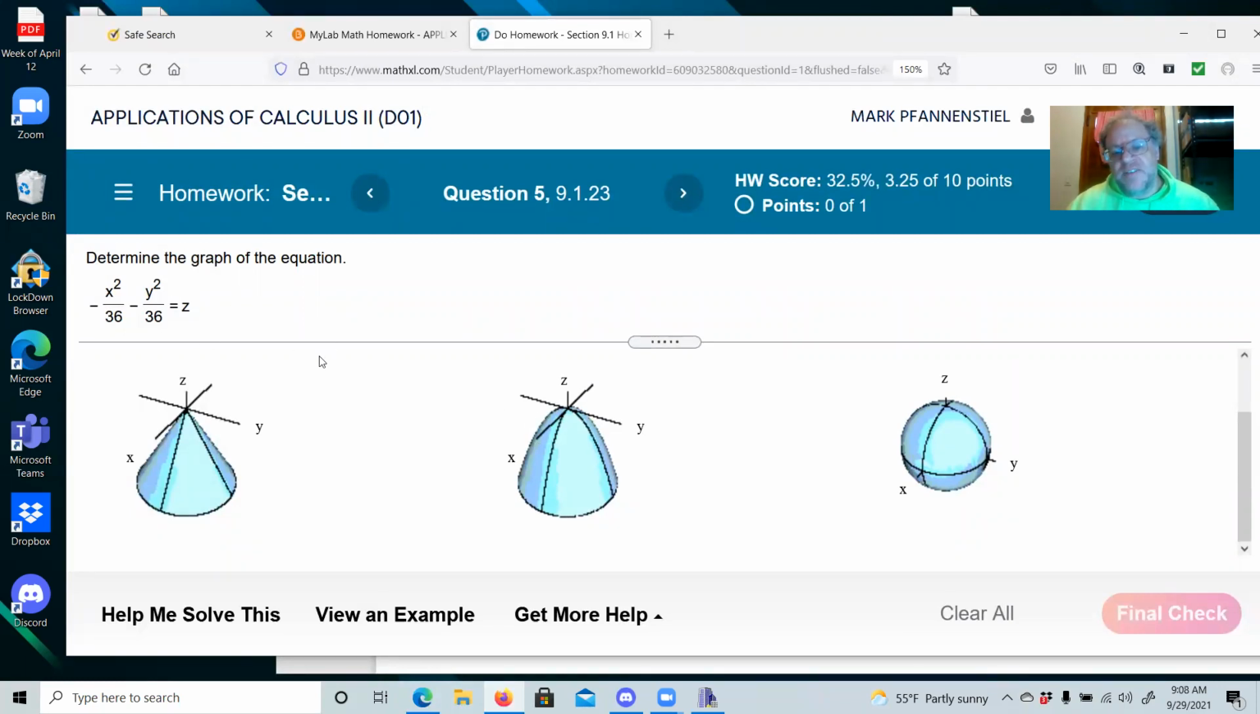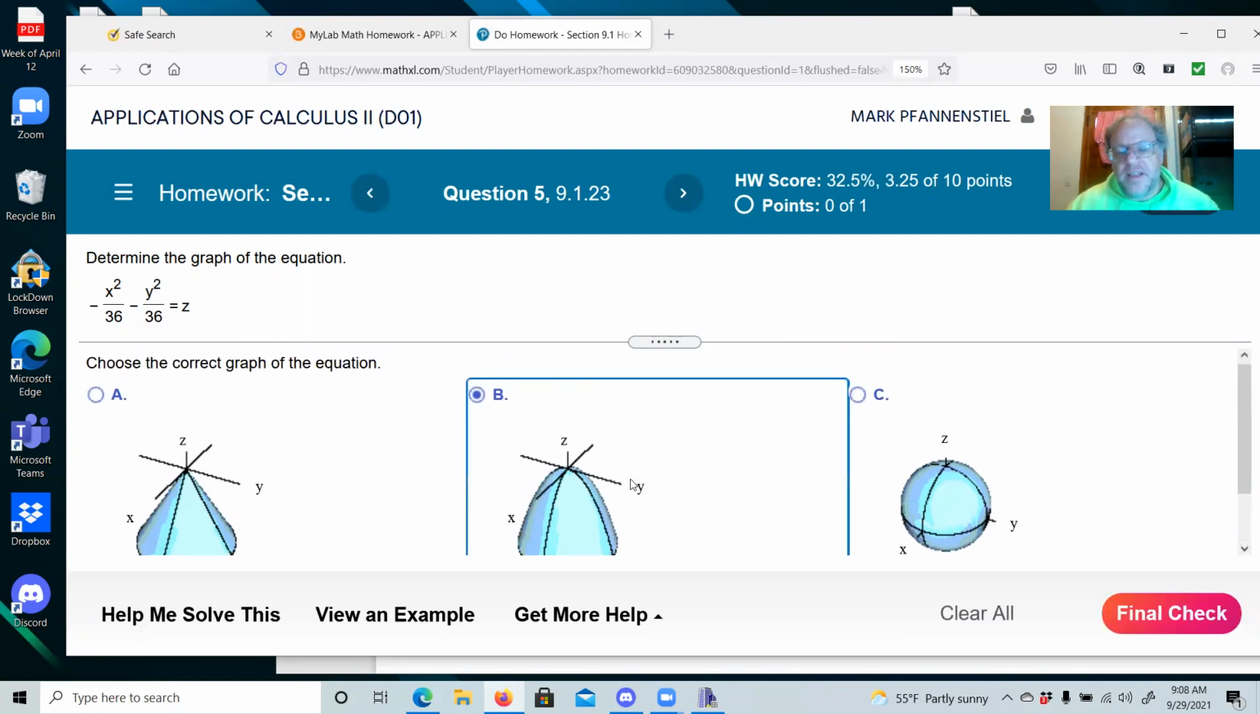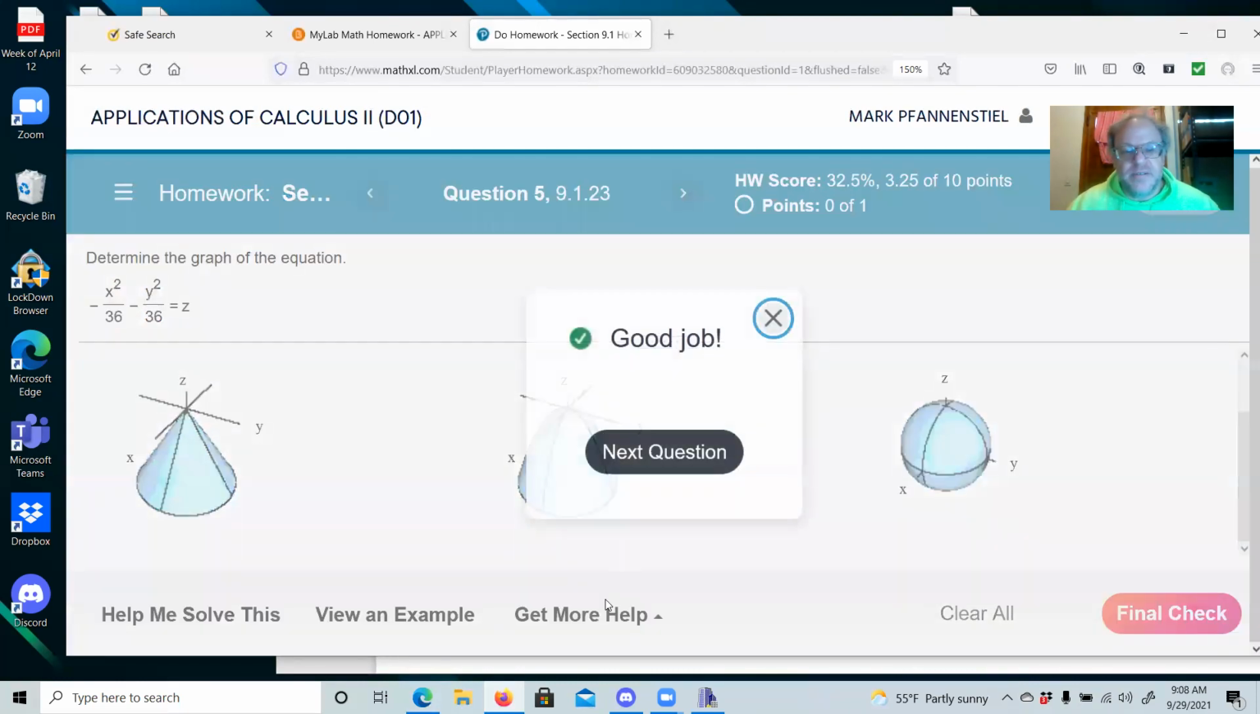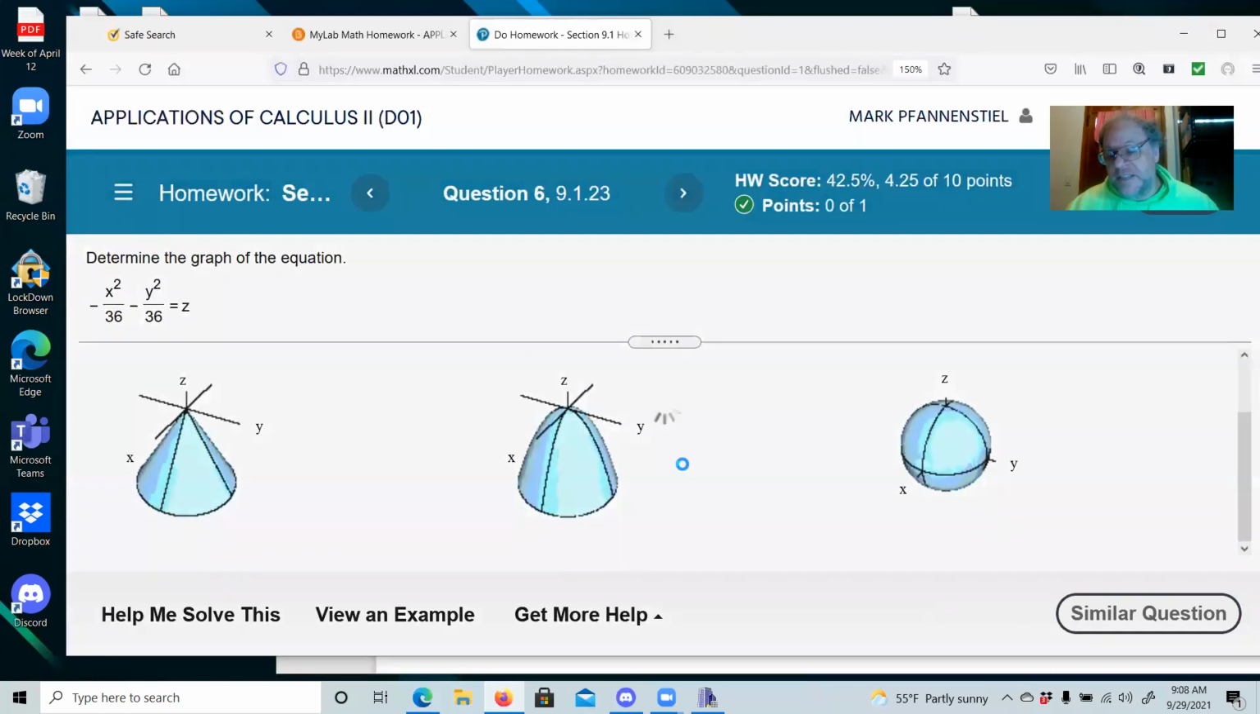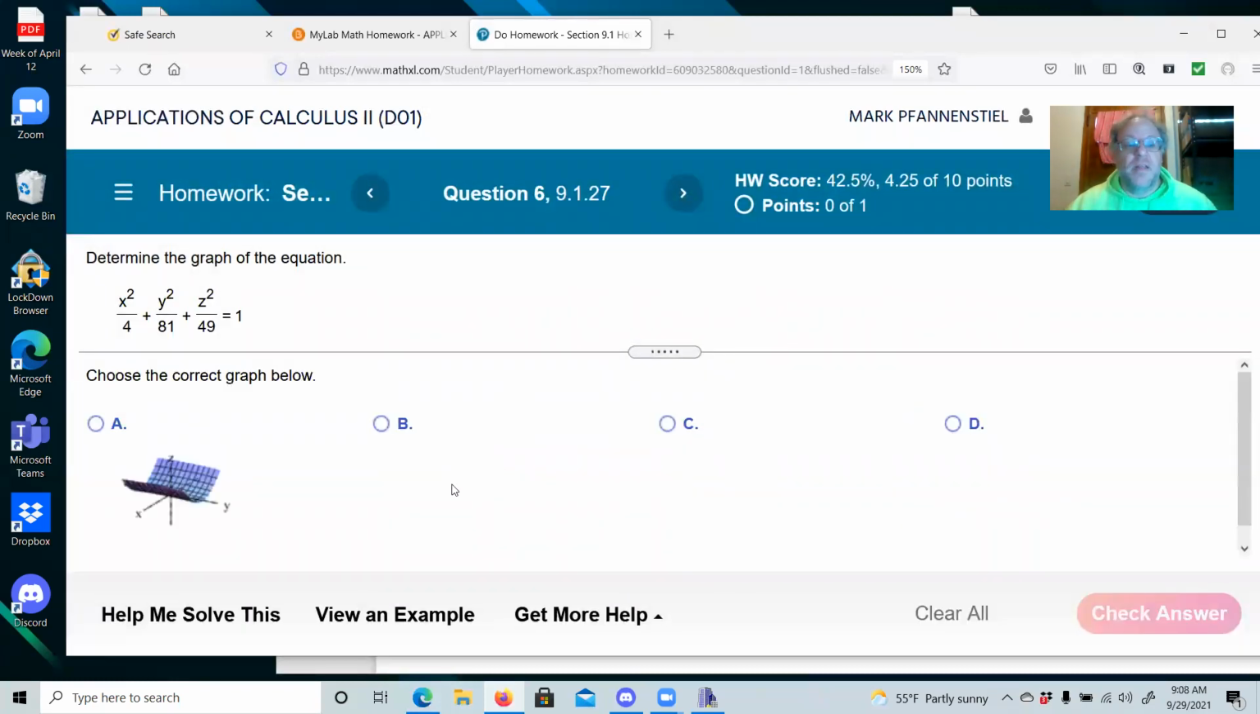Notice the negative signs are facing downwards. That's how we're doing this. That's how we're going to check. And I'm not going to promise you I'm going to get these all right, because I'm not.